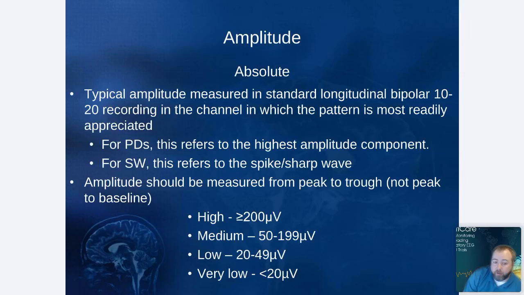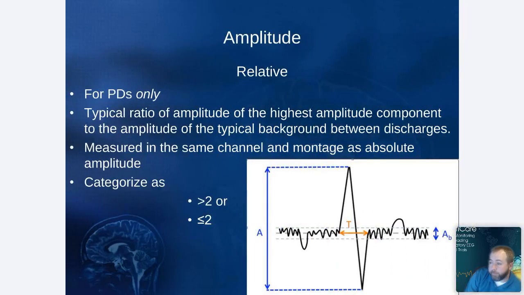All right, we also need to mention the amplitude. A typical amplitude is measured in a standard bipolar recording. For periodic discharges, this refers to the highest amplitude component. For spike wave, it refers to the spike sharp wave. The amplitude should be measured from peak to trough, either high, medium, low, or very low.